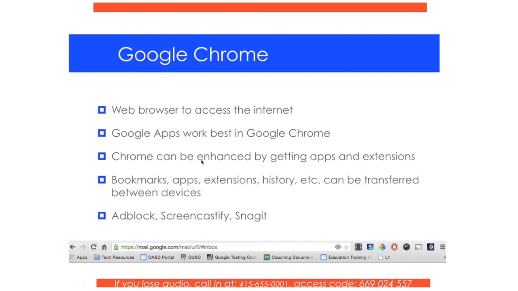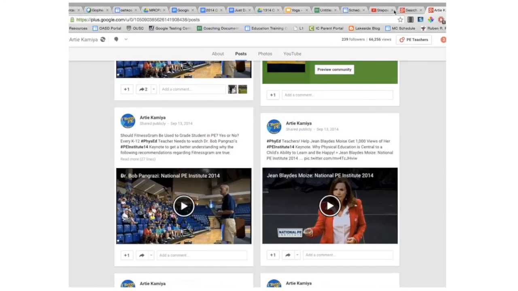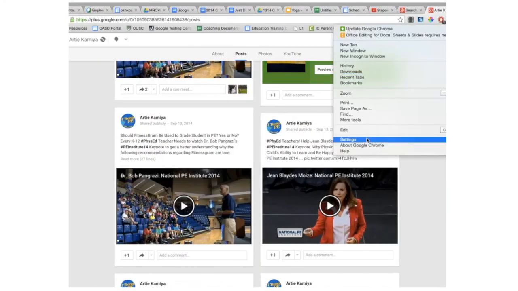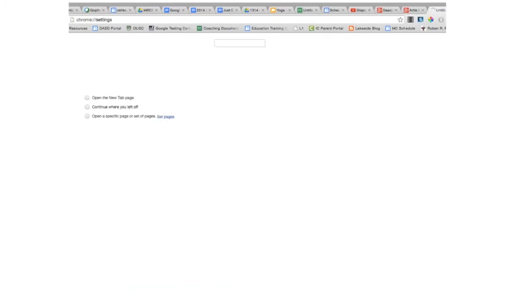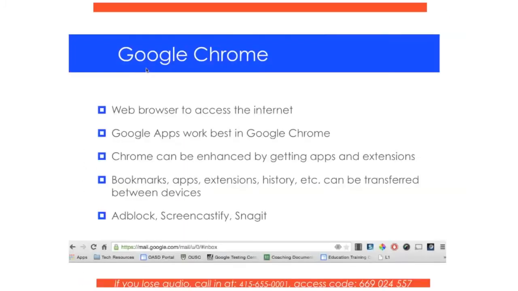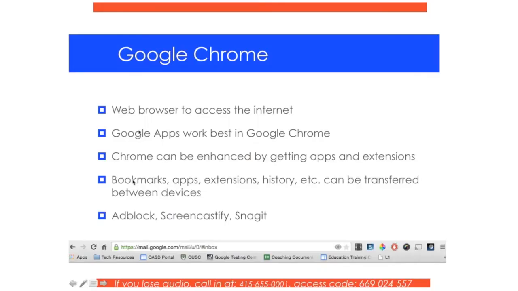Now with Google Chrome, you sign into Google Chrome in the upper right-hand corner. If you're in Chrome, you can click on it. You can go to Settings, and then you can sign into Google Chrome. If you sign into Google Chrome on multiple computers, your bookmarks, your apps, your extensions, your browsing history will be transferred between those different devices. So if I'm at home in the morning, I'm looking up a lesson plan or a website, I can go to school, bring up my history, click on it, and I can get right back to that website I was at this morning.